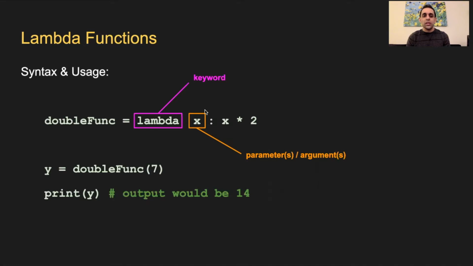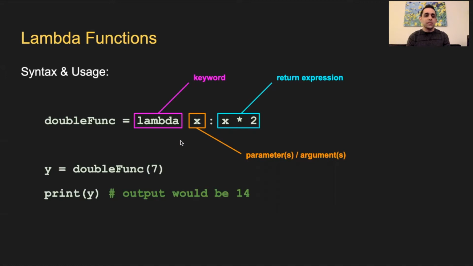Next, we have a colon that separates our parameter list from our return expression. So our return expression is that value that we're actually returning from this lambda function. Note that we don't have to include the return keyword in order to return this expression. All right, so those are the three basic components of a lambda expression. We have the keyword, we have an argument list, and then we have a return expression.